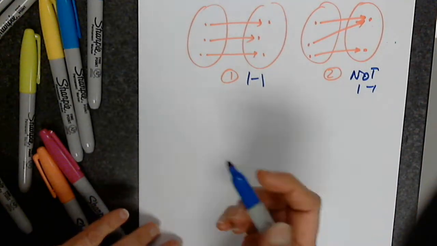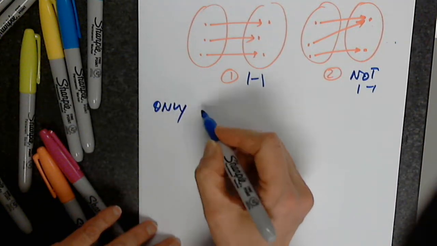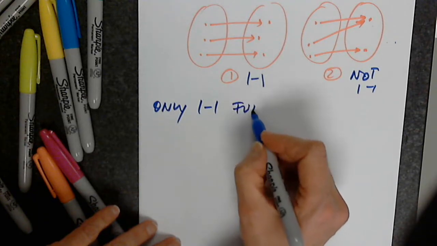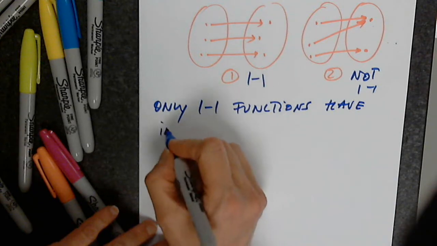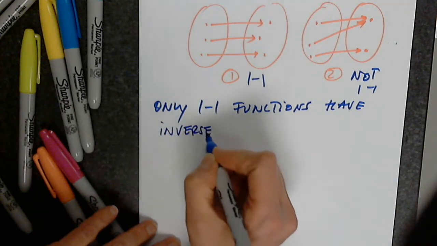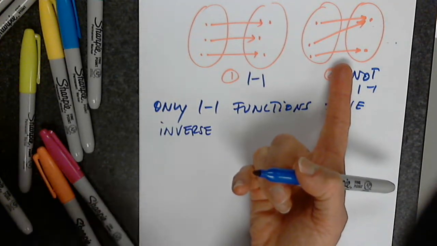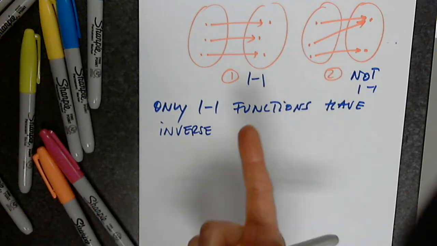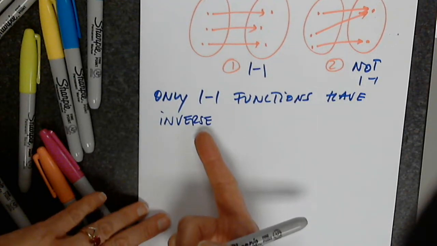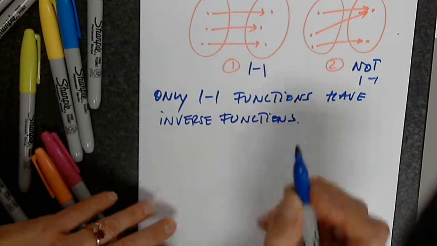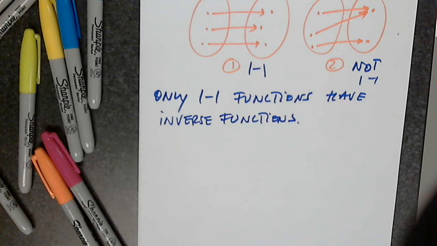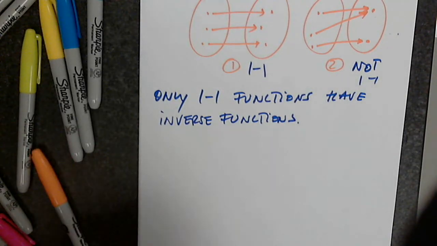So now we can conclude only one-to-one functions have inverse. This one has an inverse, but you already told me it's not a function. So only one-to-one functions have inverse functions. If a function is not one-to-one, it has an inverse, but that's not a function and we're not really interested in it.